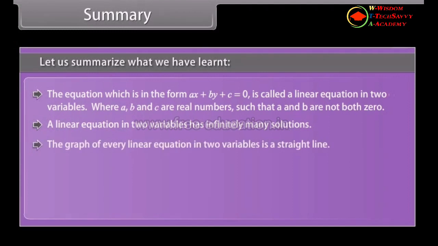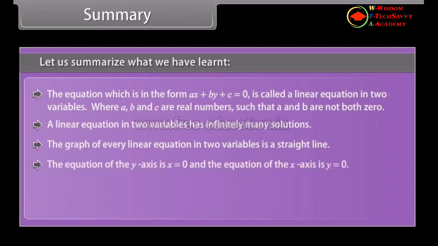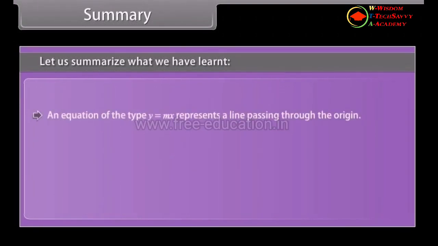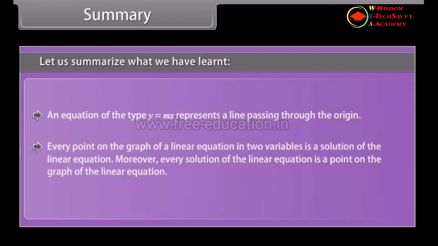The graph of every linear equation in two variables is a straight line. The equation of the y-axis is x = 0, and the equation of the x-axis is y = 0. The graph of x = a is a straight line which is parallel to the y-axis. The graph of y = a is a straight line parallel to the x-axis. An equation of the type y = mx represents a line passing through the origin. Every point on the graph of a linear equation in two variables is a solution of the linear equation.